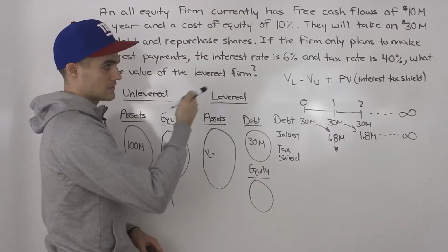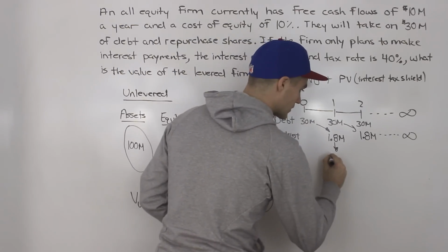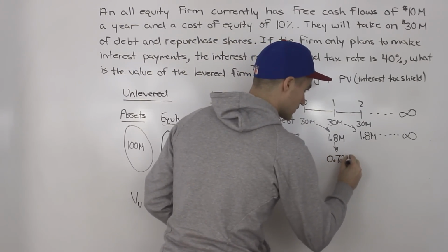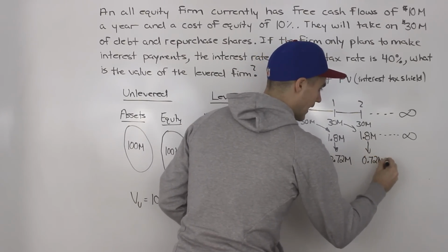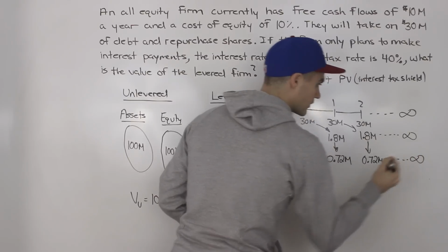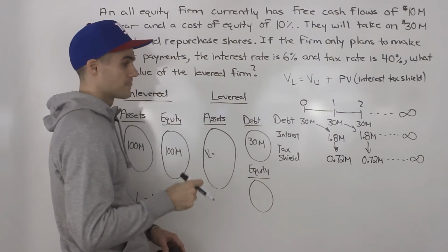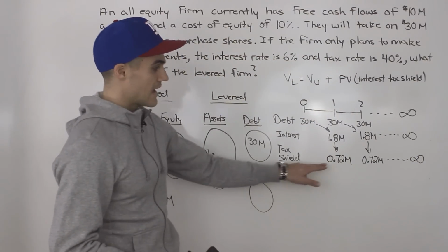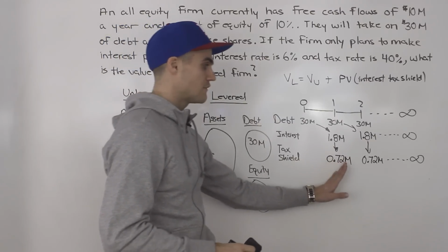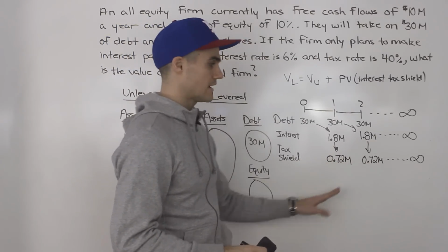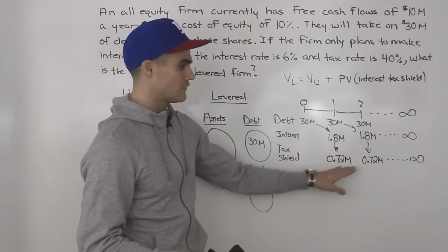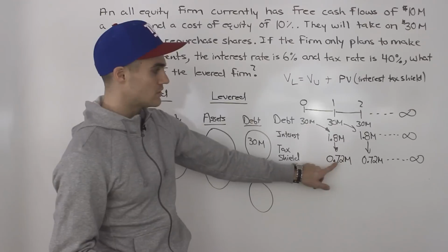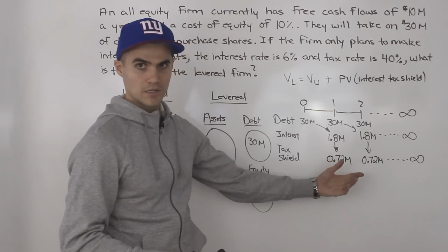And 1.8 million times 0.4 gives us 0.72 million. And then same thing in year 2. And again, that is happening every year forever. So notice that this tax shield, it's not a finite number of times that we are getting it, like in the previous example. It's an infinite amount of times, an infinite amount of cash flows. So notice that this is a perpetuity.